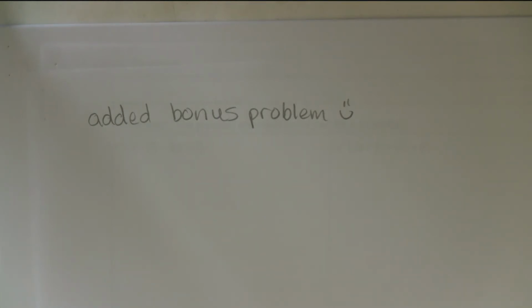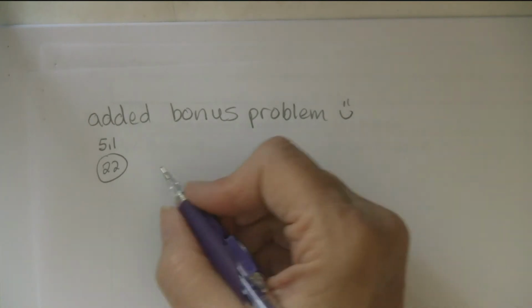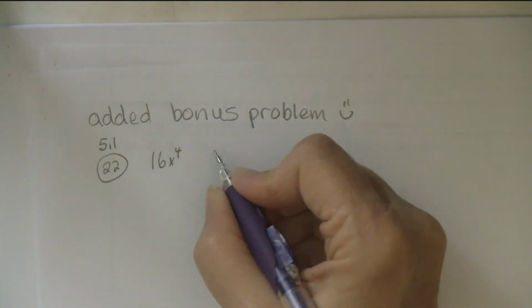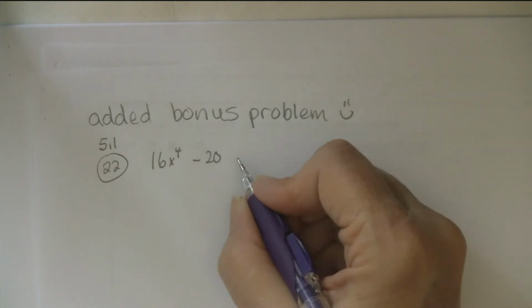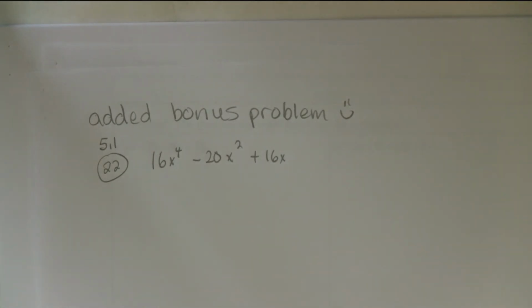I'm going to the textbook, section 5.1, and I'm going to grab number 22. So this is from 5.1, my added bonus: 16x to the 4th minus 20x to the 2nd plus 16x. Okay, and so we'll do the problem two ways. One way I call with training wheels on, and the other way I call after you get where you're going good on it, where you kind of get the idea of what's going on.